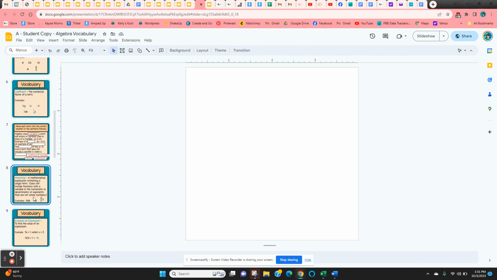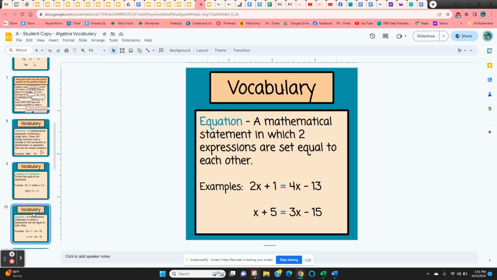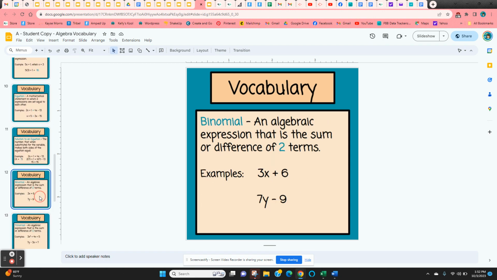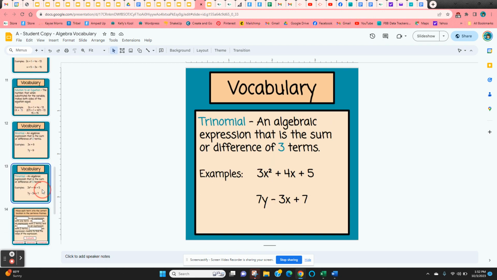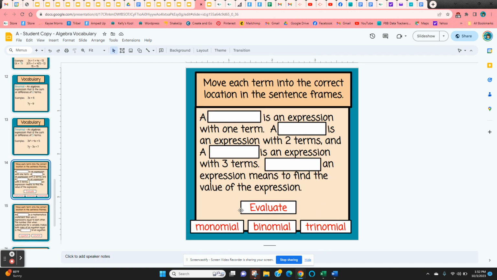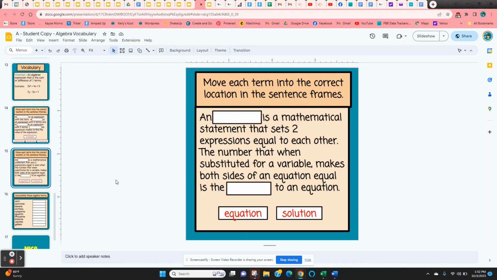Then we move on to some more vocabulary. We've got monomial, equation, solution to an equation, binomial, and trinomial. They're going to do the same thing here: move these terms into the correct place in the sentence frames. Again, they can go back and check the previous slides if they need help. And then the next slide has two more.